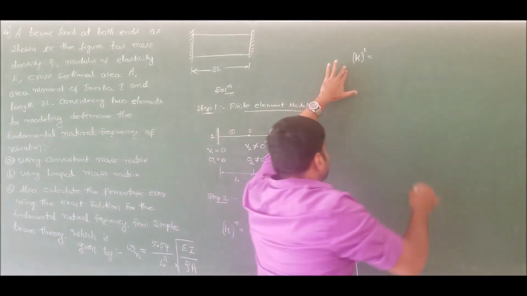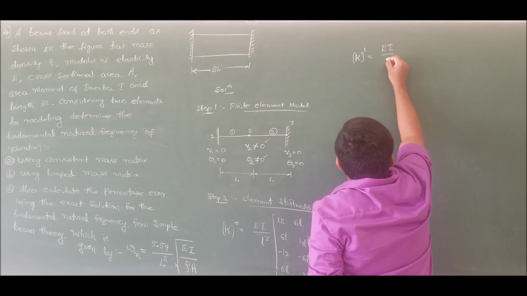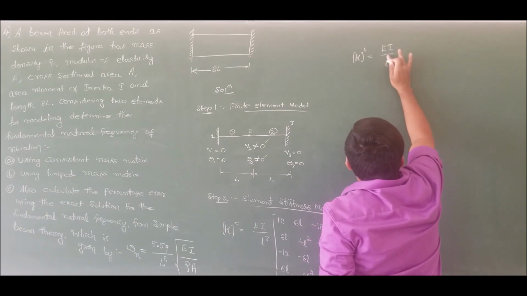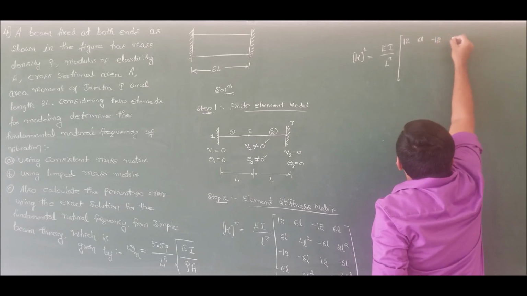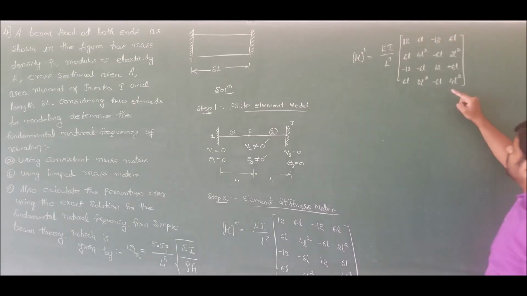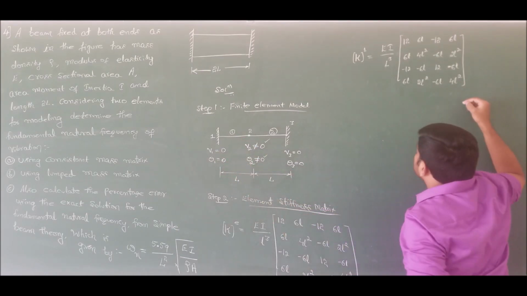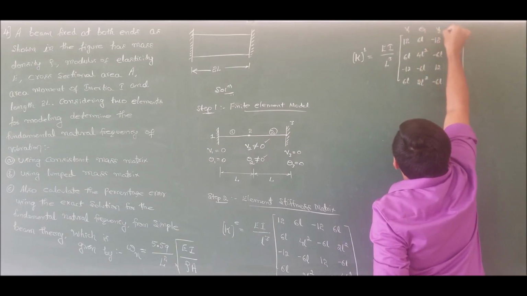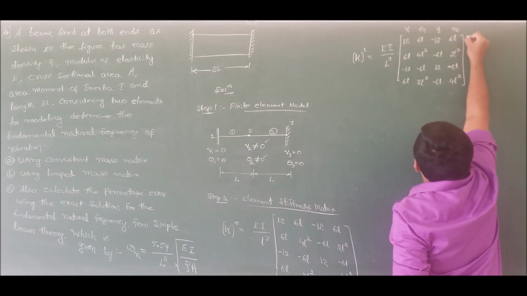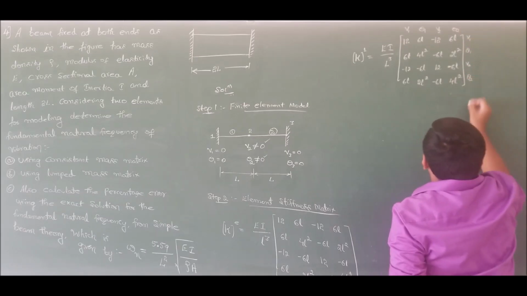So therefore, the element stiffness matrix of element 1 is equal to EI by L cube times 12, 6L, minus 12, 6L, and so on. The nodal variables for element 1 are V1, theta 1, V2, theta 2. Marking which, I will get V1 theta 1, V2 theta 2 along the columns, and here I will get V1 theta 1, V2 theta 2 along the rows.